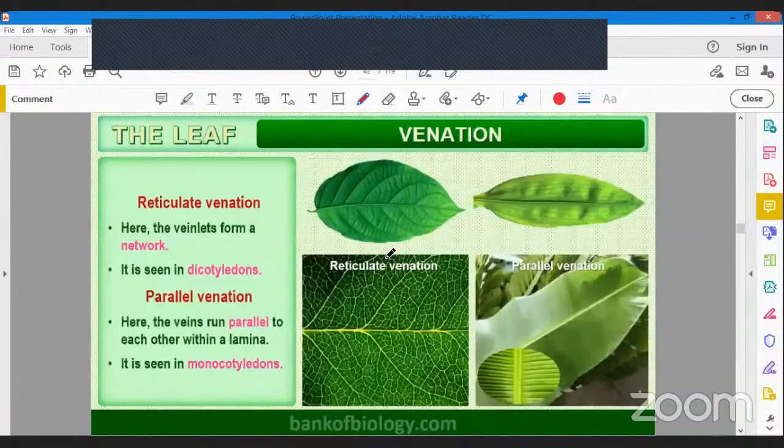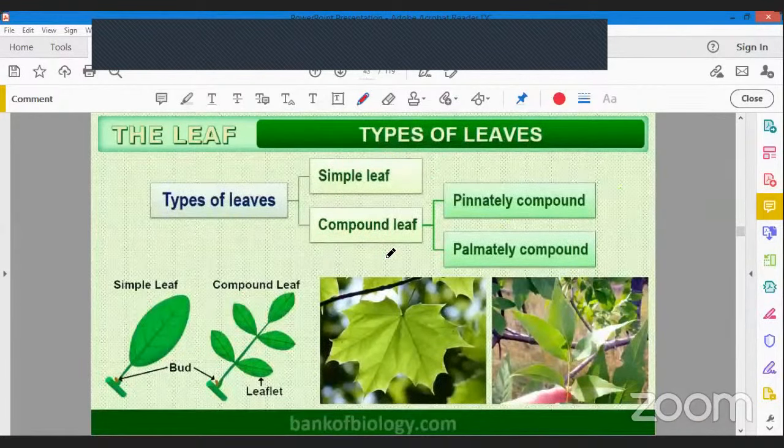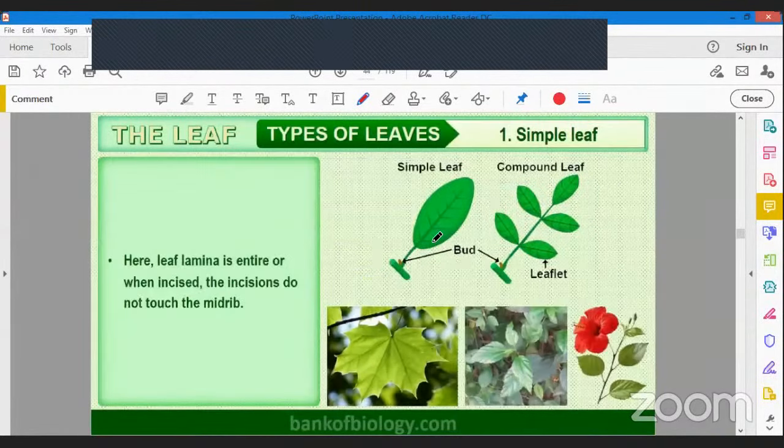And so in leaves, we have two types, simple leaf and compound leaf. So in compound leaf, we have two types, pinnately compound and palmately compound. We'll come to it later. So take down simple leaf. Here the leaf lamina is entire. Can you see here? There is an entire leaf lamina, or when incised, the incision does not touch the midrib.